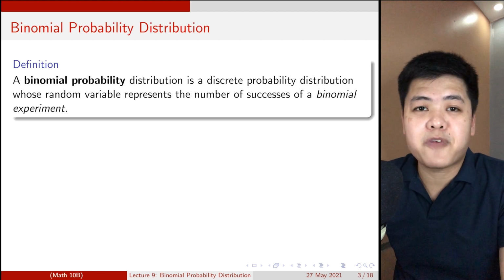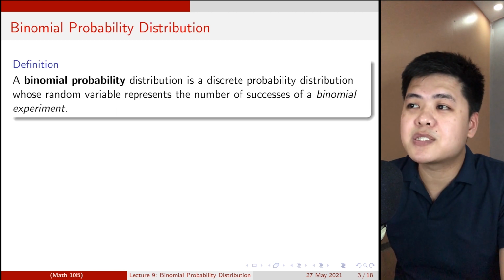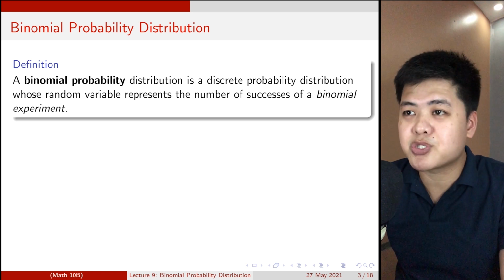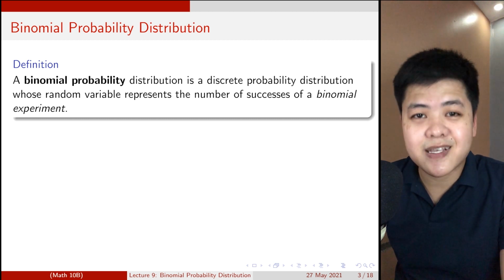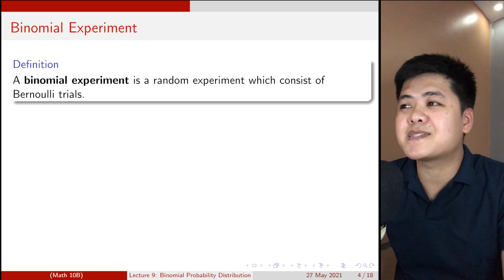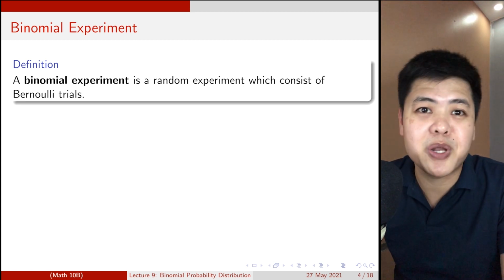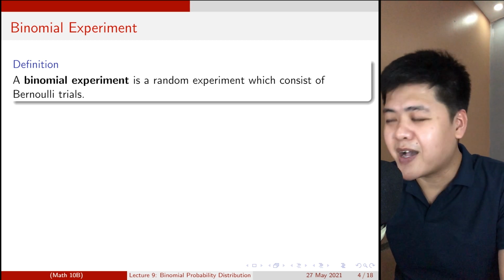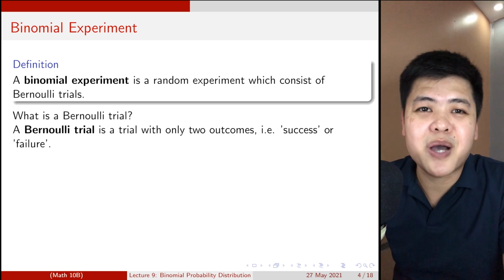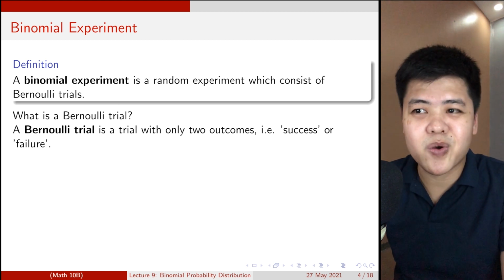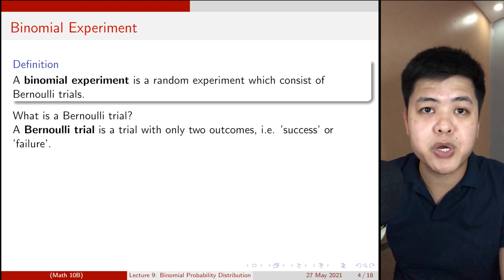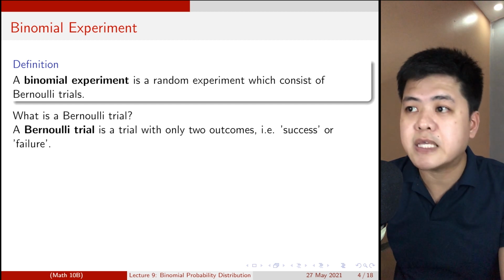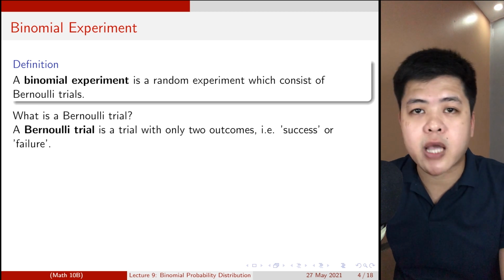So this is the definition of a binomial probability distribution. A binomial probability distribution is a discrete probability distribution whose random variable represents the number of successes of a binomial experiment. So what's a binomial experiment? A binomial experiment is a random experiment which consists of Bernoulli trials. So what's a Bernoulli trial? A Bernoulli trial is a trial with only two outcomes, success or failure. It is named after Jacob Bernoulli, one of the members of the Bernoulli family.